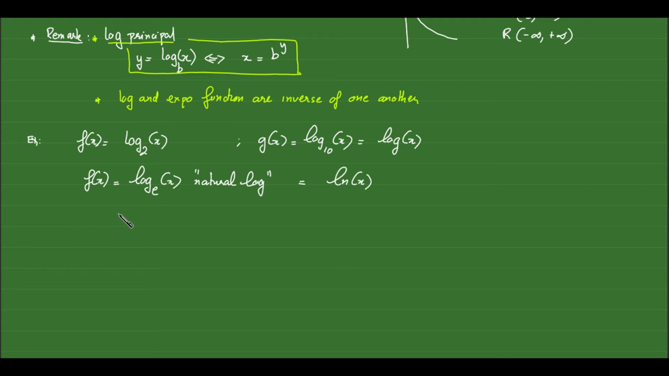Or I can have something with the base between 0 and 1. For example, I can have f of x equal to log base 1/3 of x. It still works. Actually, this is the same as negative, because I can rewrite 1/3 as 3 to the negative 1. And this is the same as negative log base 3 of x. It's very interesting, right?